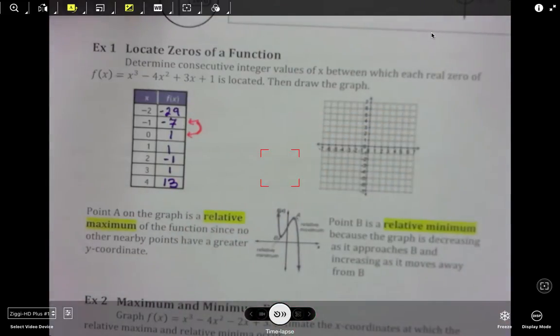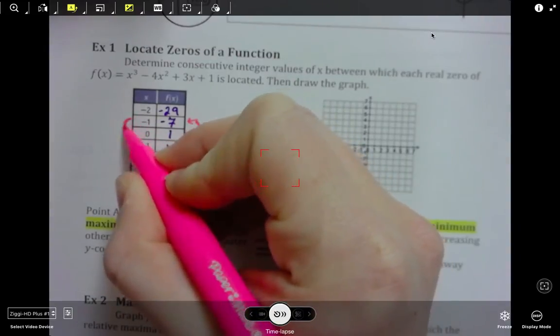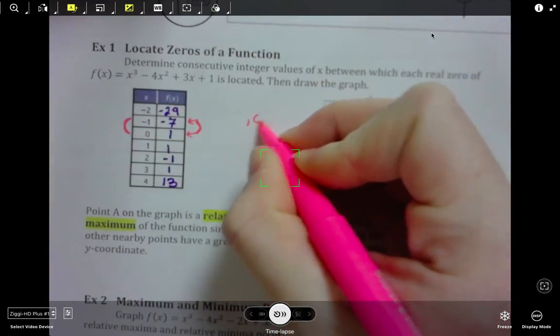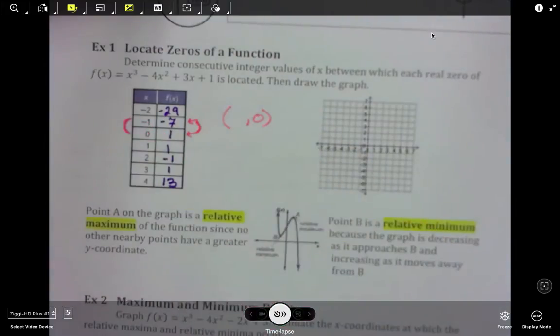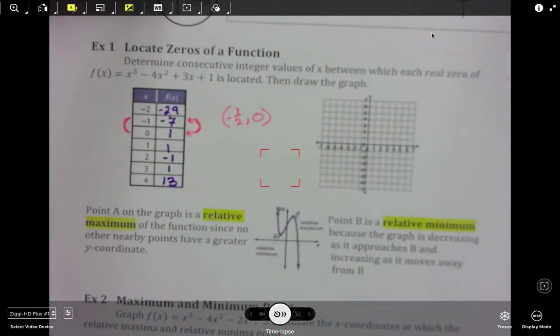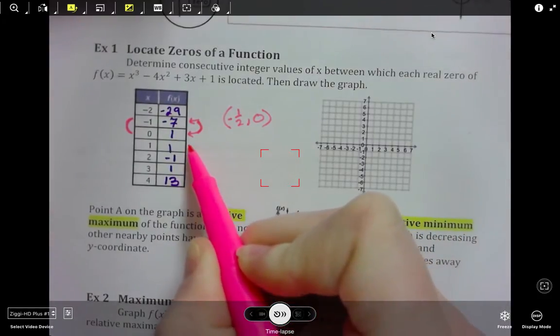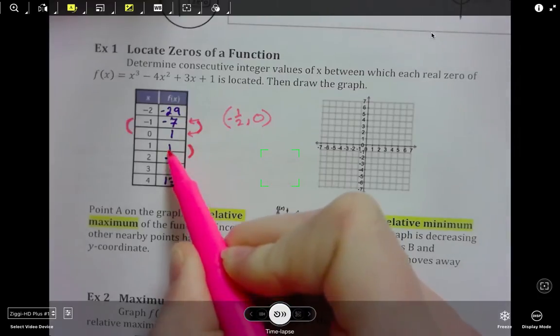It has to be 0 when it switches from negative to positive. So that means I must have a coordinate something comma 0 that's between -1 and 0. Maybe it's like -1/2 comma 0. That might be a place where it crosses, okay? It's also going to cross right here. There's going to be a 0 that lives between 1 and -1, okay?